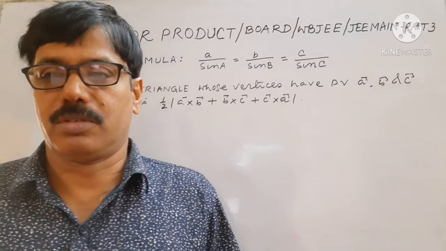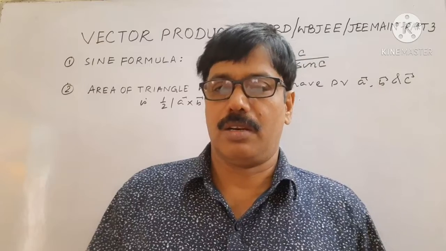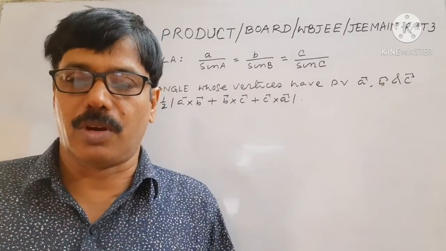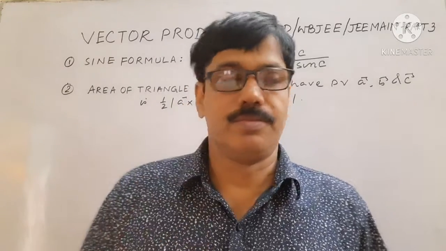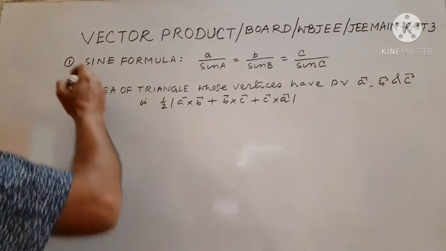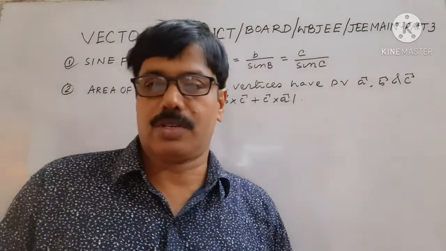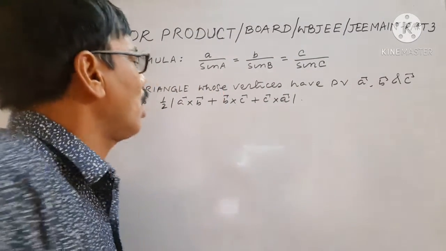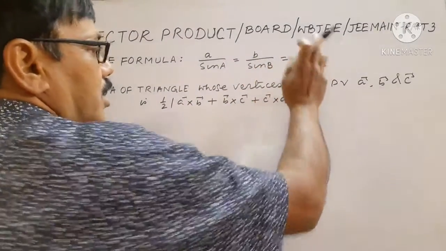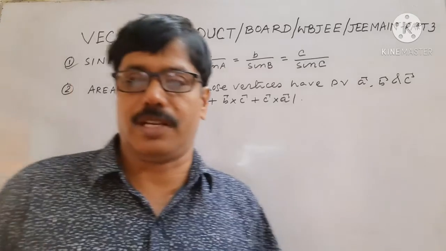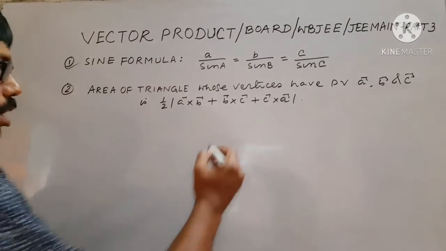Area of parallelogram, area of triangle, unit vector perpendicular to both A and B. Now, using vector product, you have to prove the sine formula. So, a by sine A equals b by sine B equals c by sine C, where the symbols have their usual meaning.